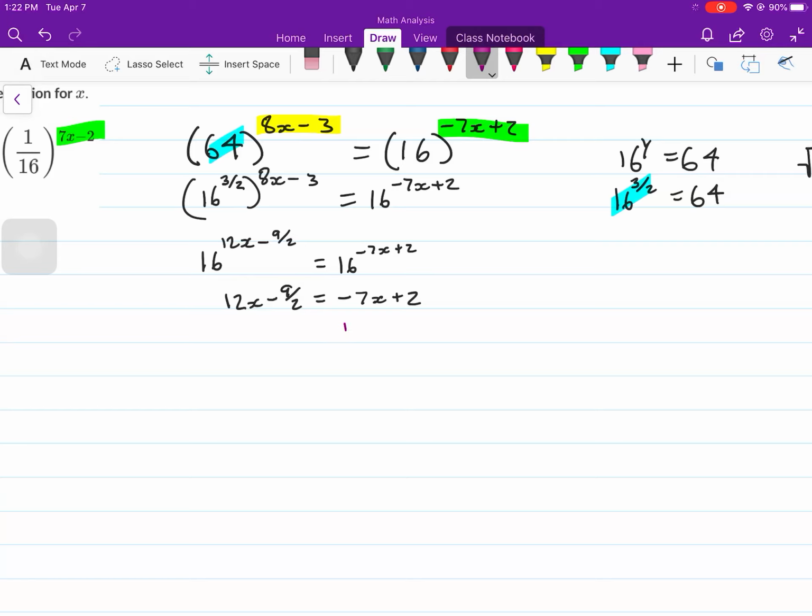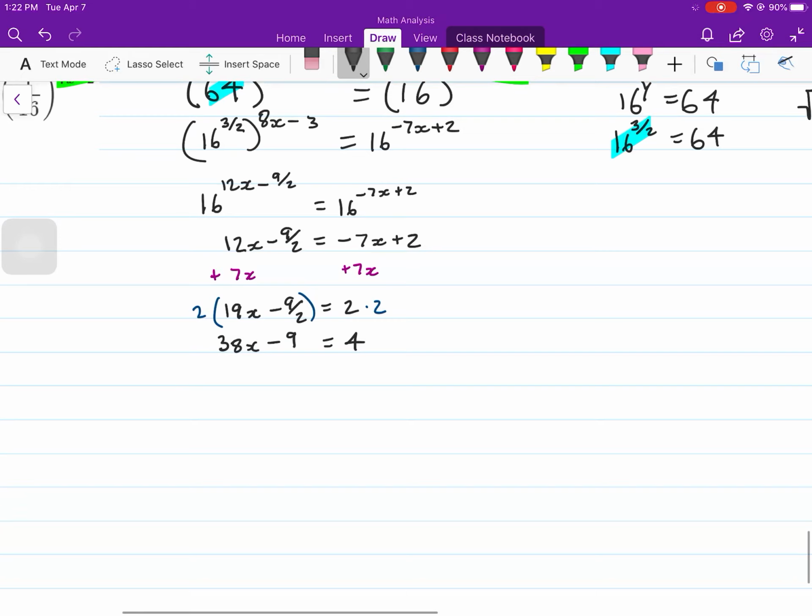And I'm going to go ahead and add this 7x. And actually, before I did that, I should have got rid of the fractions, but it's okay. I'm going to go ahead and do it now. So I don't like having that 2. Let's just multiply everything by 2. So this side's 4. That's nice and easy. And 19 times 2 is going to be 38. And then we multiplied that by 2, so the 2 on the bottom just goes away.